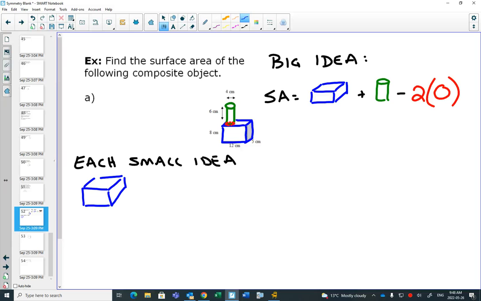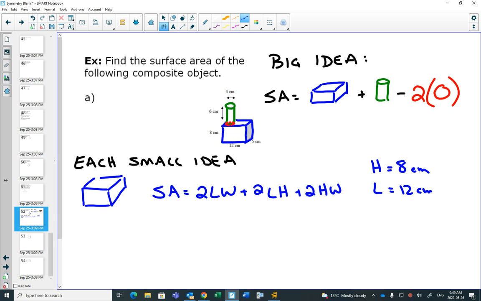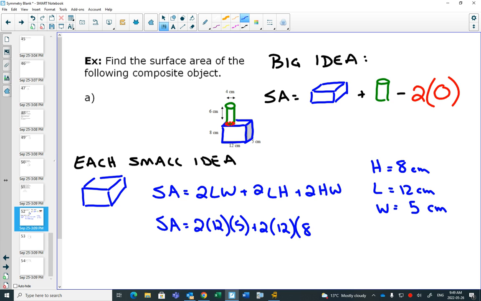For rectangular prism, we have a formula on our formula sheet, which says 2LW plus 2LH plus 2HW. So we need to decide what's our height, what's our length, what's our width. So off to the side here, I would look at my diagram. It looks like my height is 8 centimeters, my length is 12 centimeters, and my width is 5 centimeters. So then I can just plug things into my formula. Length is 12, width is 5, plus 2, length is 12, height is 8, plus 2, height is 8, width is 5.